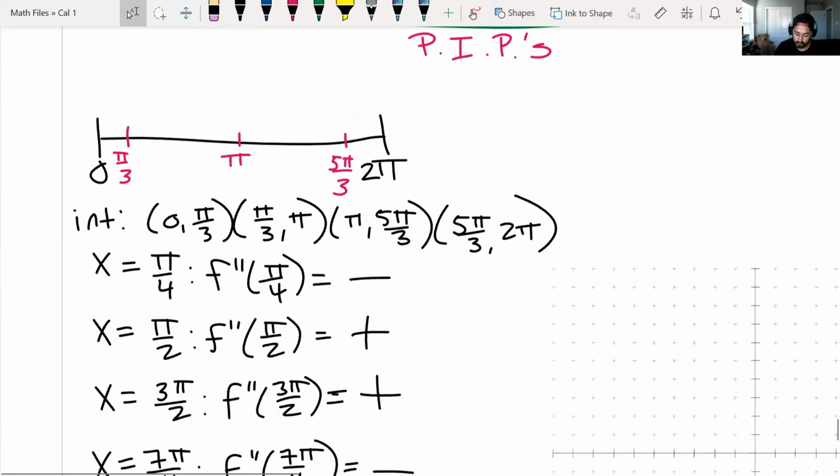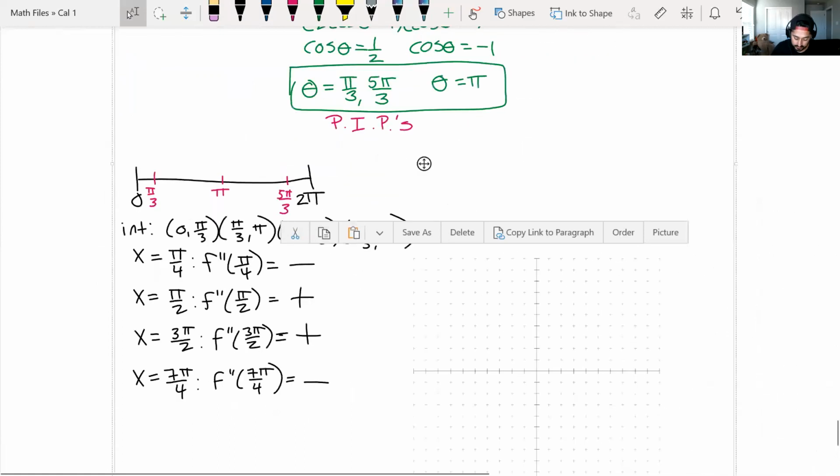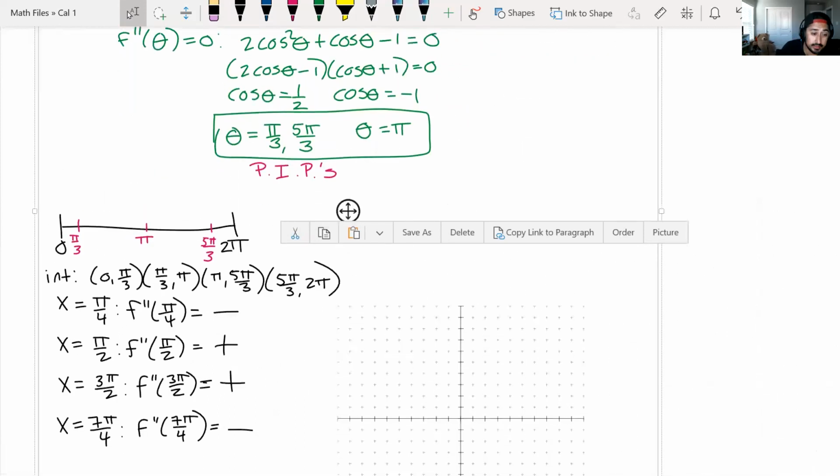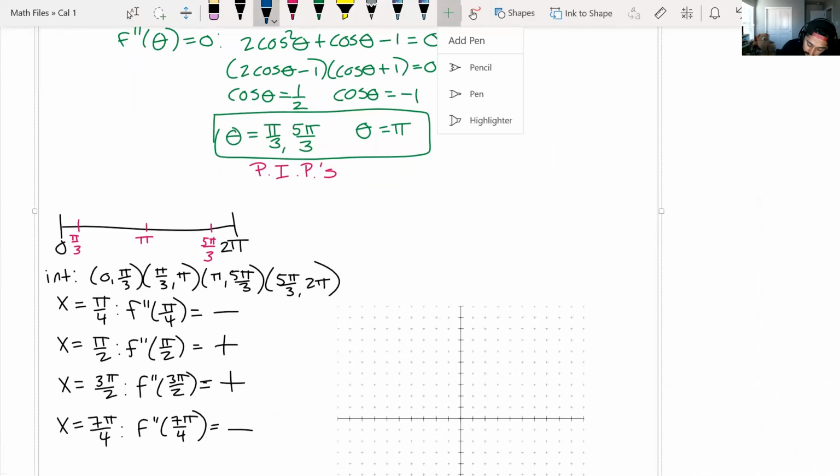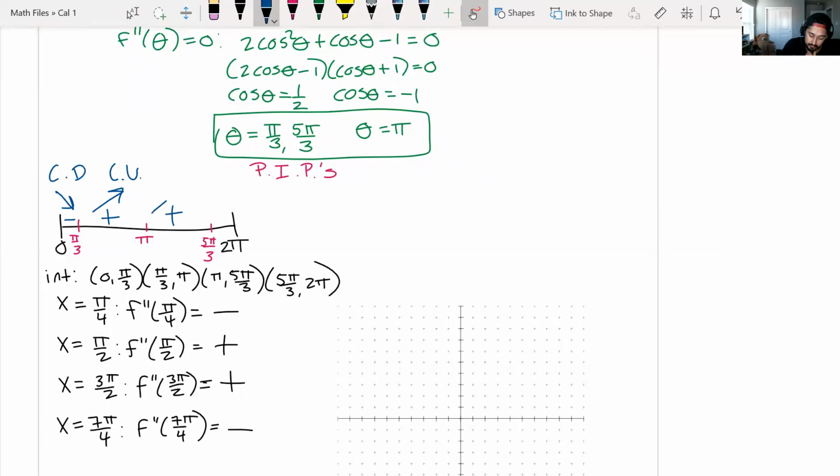All right, kids, we're ready. Look at this sign chart. We're in minus, plus, plus, minus. So from 0 to pi over 3, we are negative, which means we're decreasing, which means we're concave down. From pi over 3 to pi, we are positive, which increases, which means we're concave up. And then again, positive and concave up, and then negative, which means we are concave down.